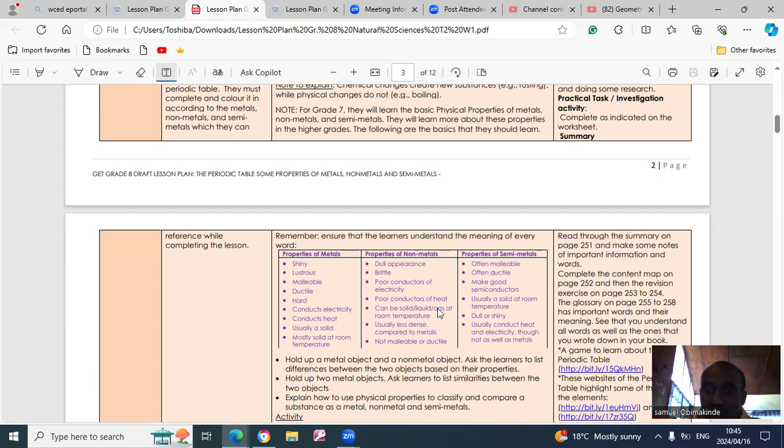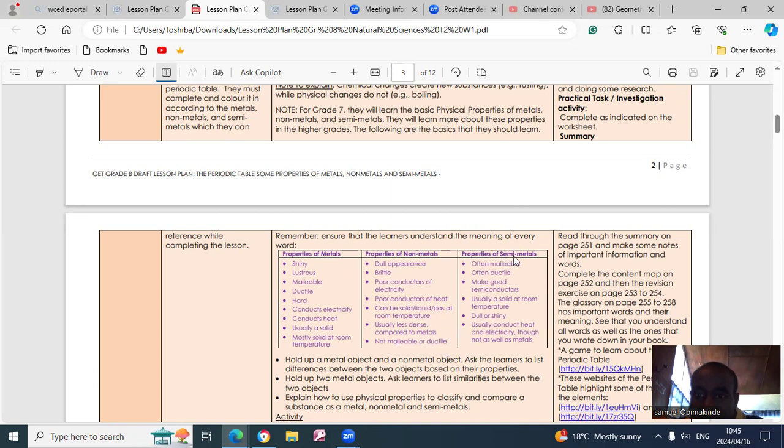But most of the non-metals, they are gaseous, right? They are gaseous at room temperature. A very good example would be oxygen, fluorine, chlorine, and so on. So they are gas at room temperature. Now, usually less dense compared to metals. That is, they have less density. They are lighter compared to metals. Now, they are not malleable or ductile. I've already explained the meaning of malleability and ductility to you.